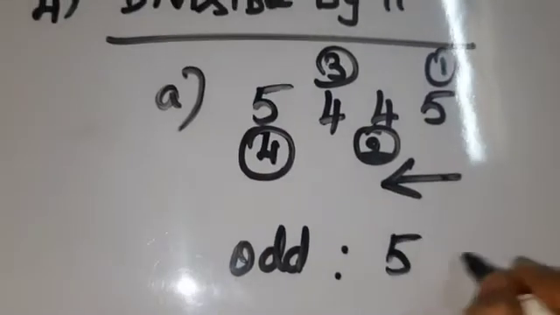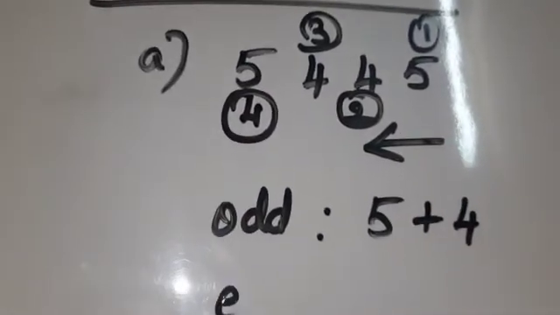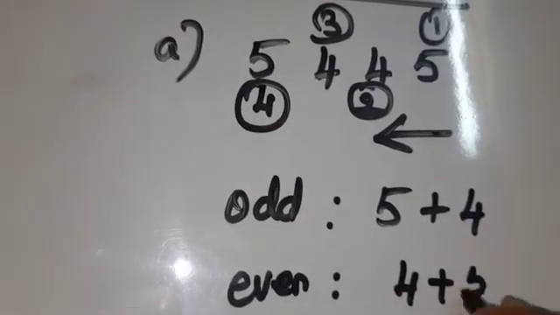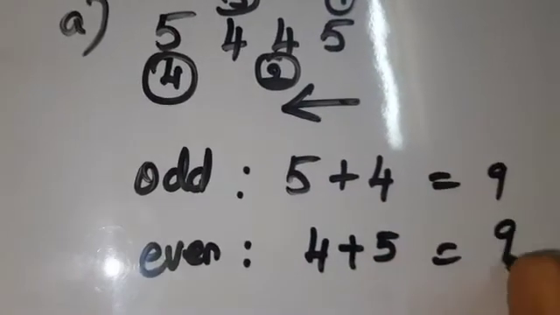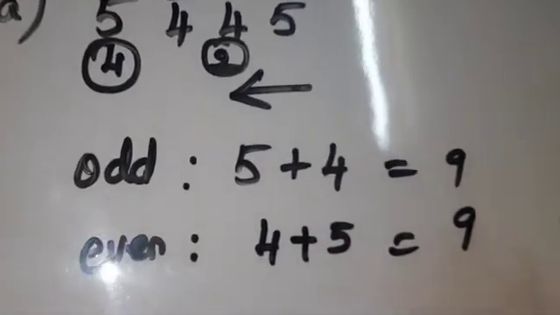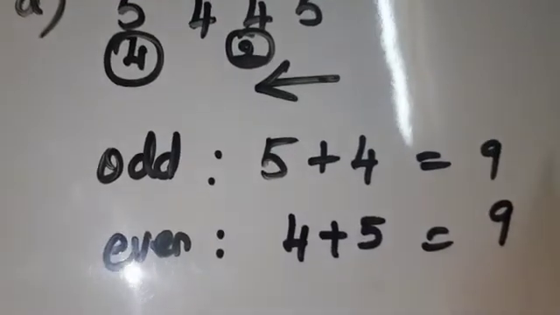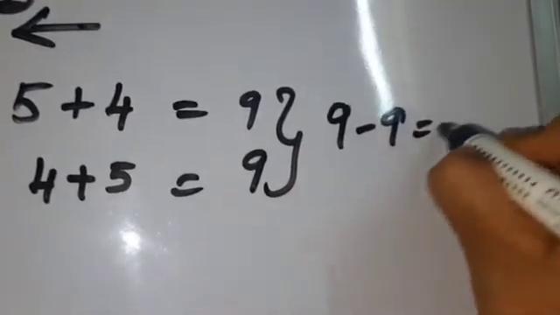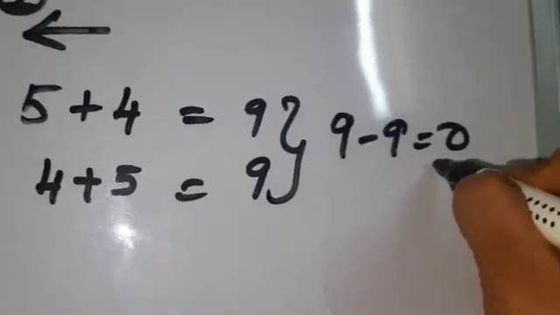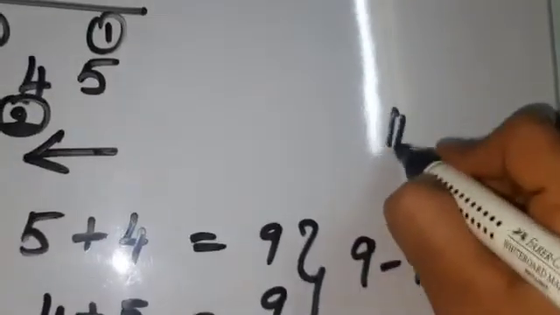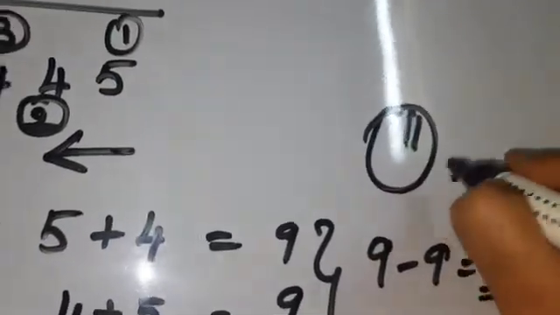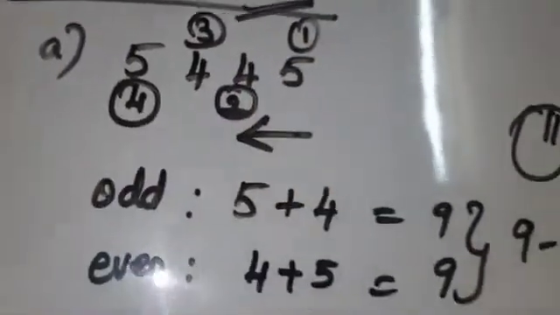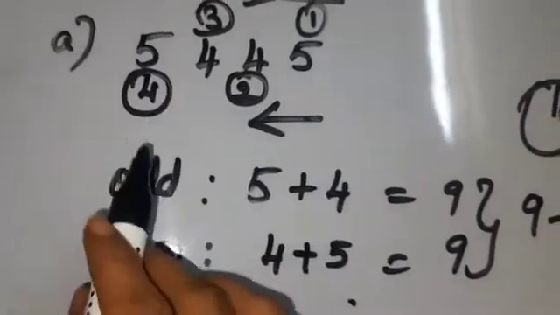Odd digits 5 plus 4. Even digits 4 plus 5, which is equal to 9. Now the third step is, we have to find the difference of these two numbers. So 9 minus 9 equal to 0. If the result is 0 or 11 or a multiple of 11, then the given number is divisible by 11. So the first problem is divisible by 11.